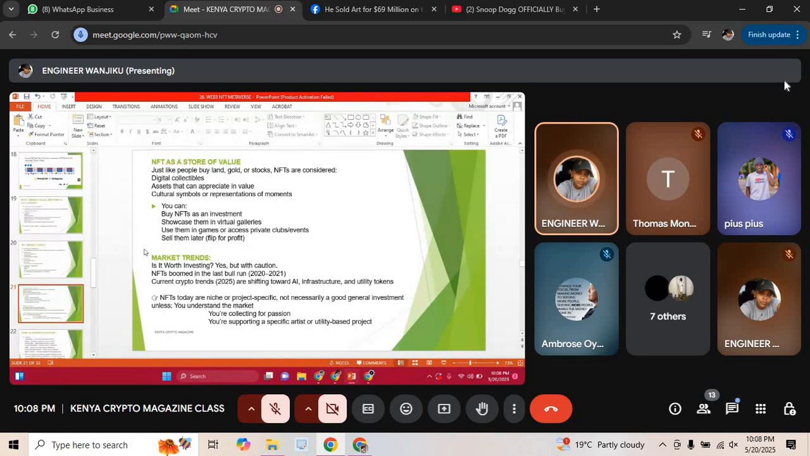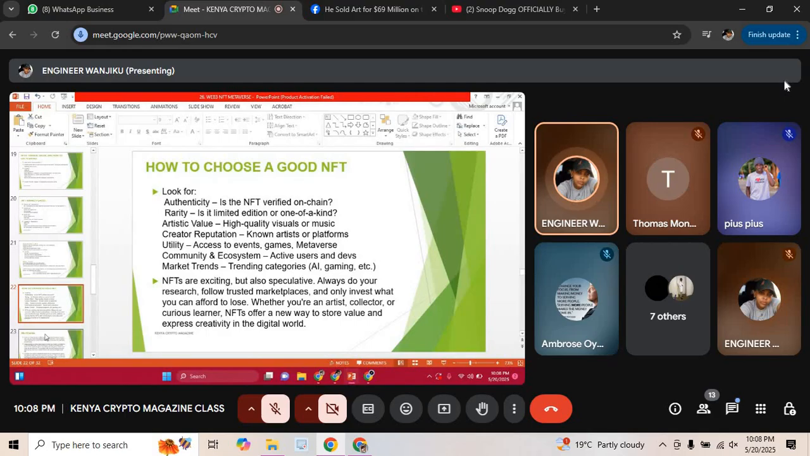So NFTs were quite a big thing in the 2020-2021 bull run. NFTs today are niche or project specific, not necessarily a good general investment unless you understand the market, you are collecting for passion, and you're supporting a specific artist or a utility-based project.